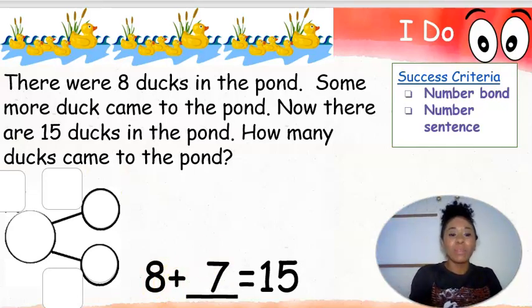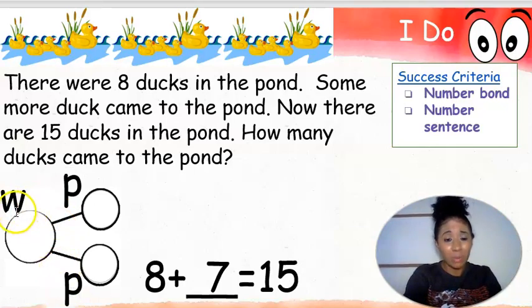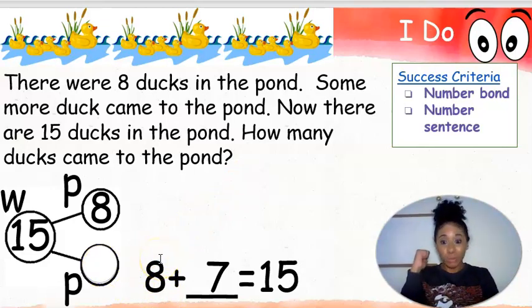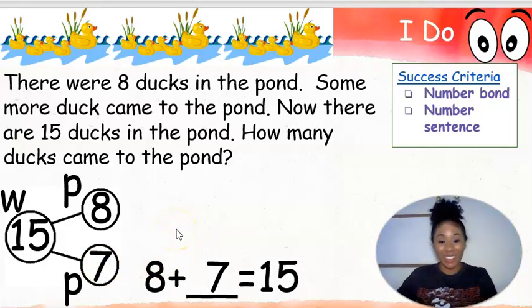Whew! I'm not forgetting that I need to fill out my number bond. The very first thing I'm doing, do you see me adding these labels in? Whew, I have my whole. My whole was 15 because that's the most ducks that was in my pond. One of my parts was 8. That was how many ducks that were already in the pond. And how many ducks came to the pond? Well, 7 ducks came to the pond.